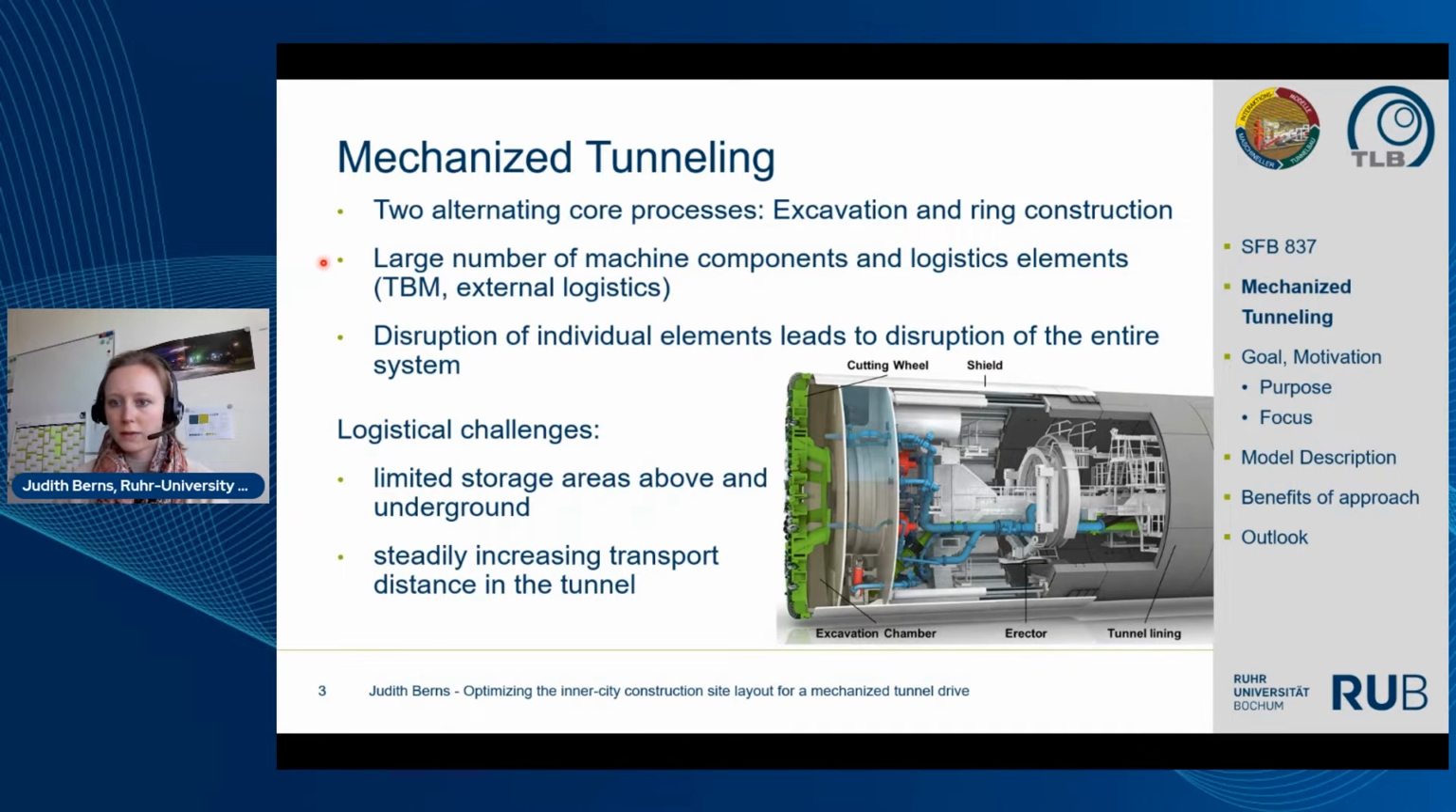There are many processes that are also required for tunneling. This results in a large number of machine components and logistical elements without which the tunneling cannot take place. The failure of one element can often result in the TBM coming to a standstill. There are various logistical challenges that arise that can be analyzed using process simulation. For example, the storage areas for all the required materials are limited both at the machine and at the construction site located above ground. In addition, the transport distance from the above ground construction site to the current point of the TBM increases as the excavation of the tunnel progresses.